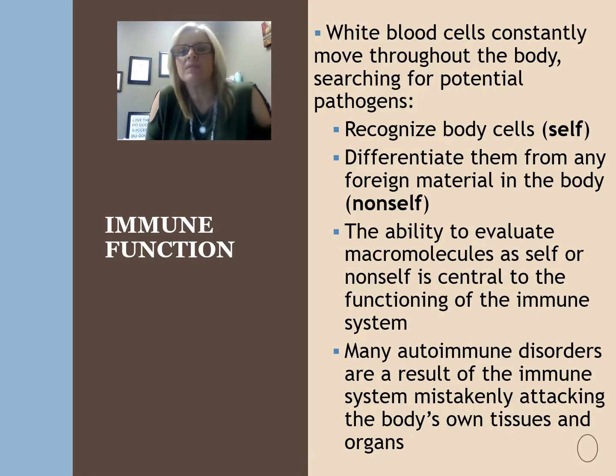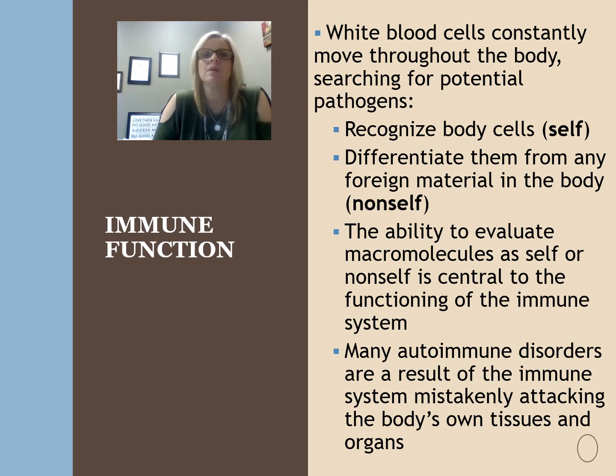So all of the cells that we encounter, they have that unique form of ID tag. It's a mix of those macromolecules on the surface that the immune system uses to determine if they are foreign or not, self or non-self, okay? So white blood cells constantly move throughout the body looking for potential pathogens. They're scouting, okay? And so they want to recognize self cells. They can differentiate them from foreign material, which is non-self, and one that belongs there.